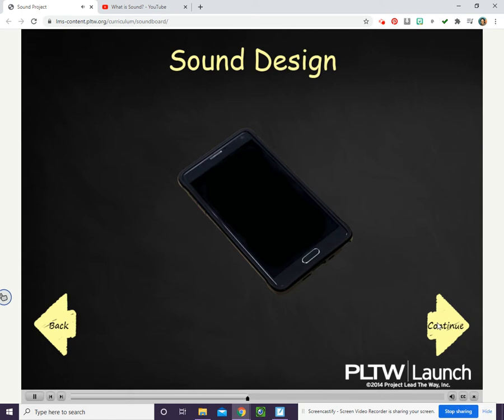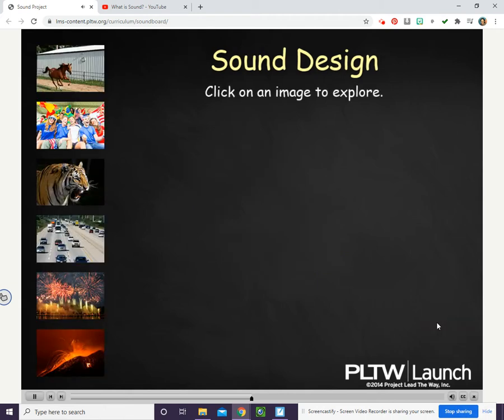Go ahead and try that. Put your hand on your throat. Sing Twinkle, Twinkle, Little Star. Maybe say the Pledge of Allegiance. Whatever you decide, what you'll notice is you'll feel your throat vibrating underneath your fingers. Click on an image to explore.